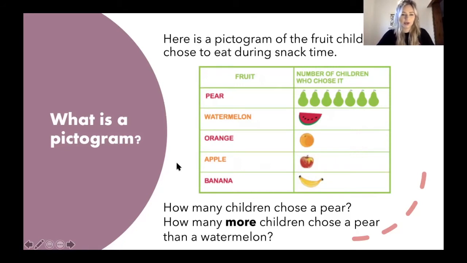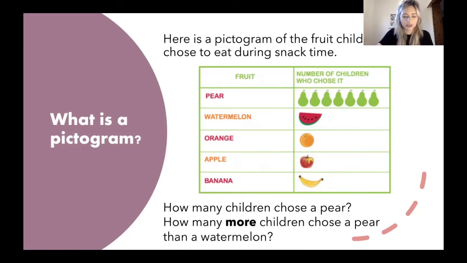So the first thing we need to work out is how many children chose a pear. So we're going to count up and see how many children chose a pear. 1, 2, 3, 4, 5, 6, 7. 7 children chose a pear. We can tell that just by counting up how many pictures of pears there are.